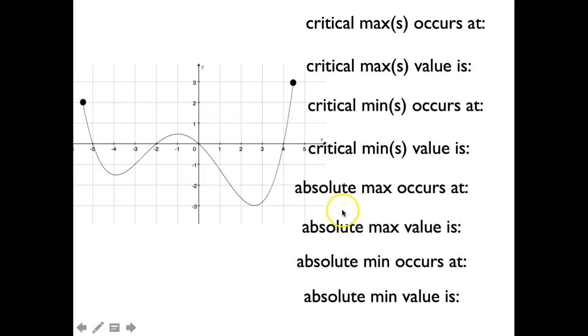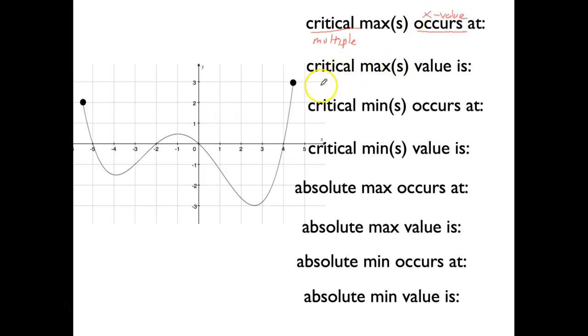Okay, so critical max occurs. Since it says critical max, that is telling me there could be multiple maxes. There doesn't have to be only one. And it's saying occurs, so that means my x value.